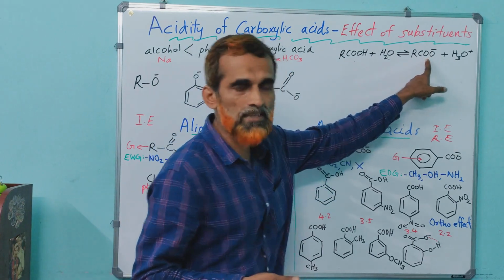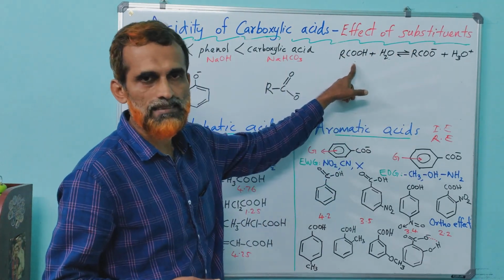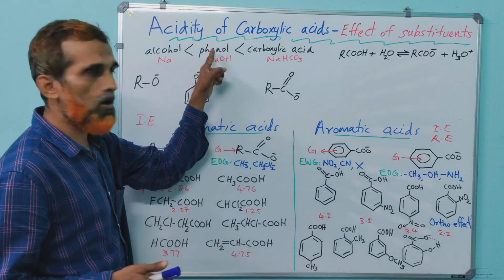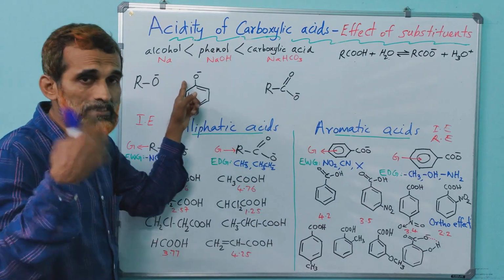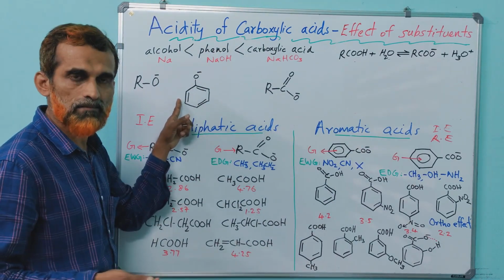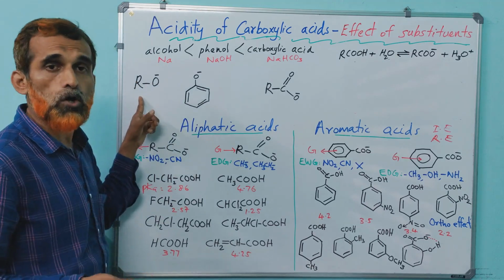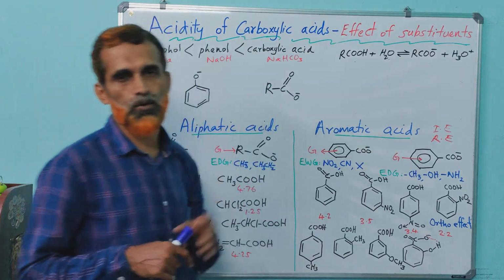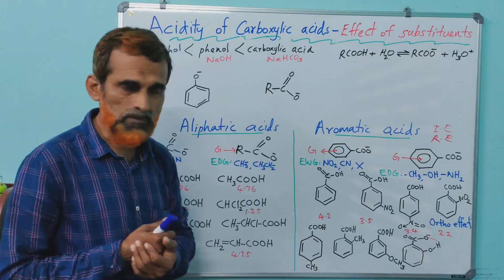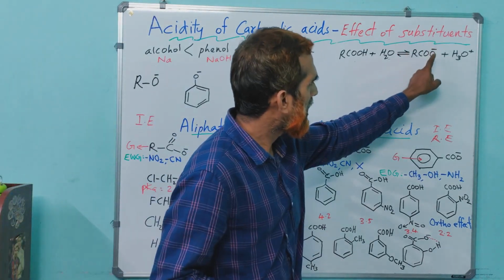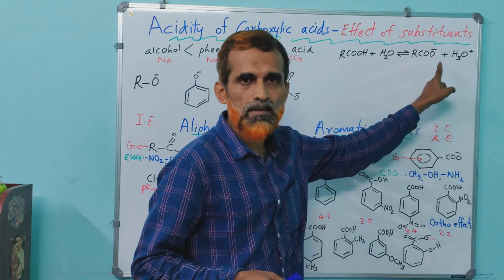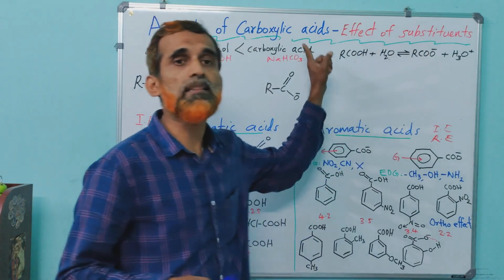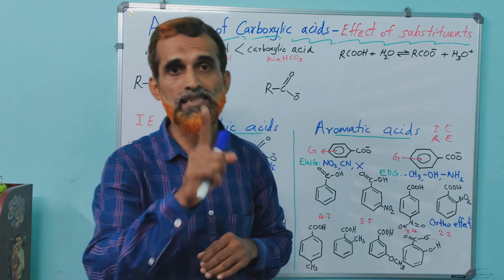This is the conjugate base of this carboxylic acid. Like that, phenol forms the conjugate base by losing H plus, it becomes phenoxide. Alcohol becomes alkoxide. Carboxylic acid becomes carboxylate ion. All these are anions. So, the stabler the conjugate base, the stronger the acid. So this is generalization number 1.